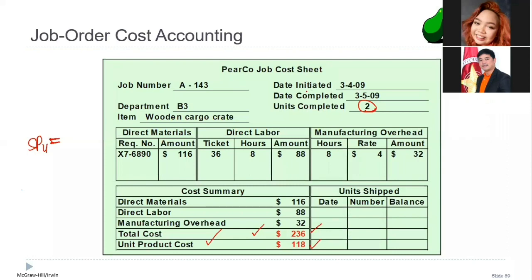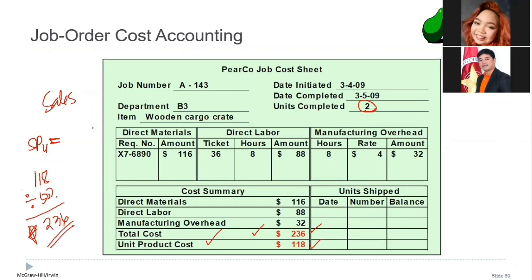Let's check. I said, if the markup is 50%, if the problem is silent, what is our basis? Sales. That means if the markup is 50%, the other half is your cost. So your cost is 118. Instead of multiplying by 1.5, divide it by 50%. So what is our answer? 236 is our selling price.